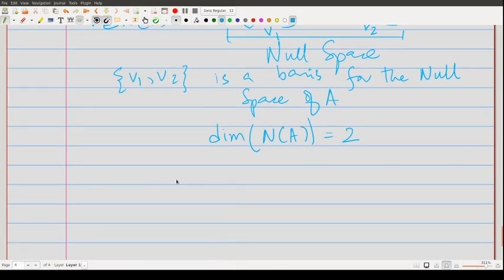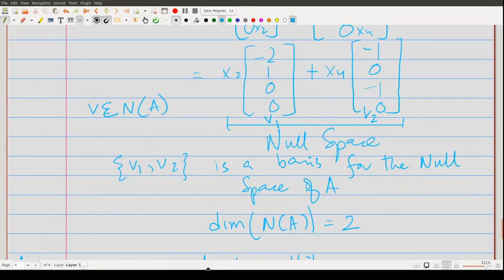Now here's something that we need to check. Let's check whether the rank-nullity theorem holds. The rank-nullity theorem told me that rank plus nullity should be equal to n, where A is an m by n matrix. So for this example, we've already done the rank.